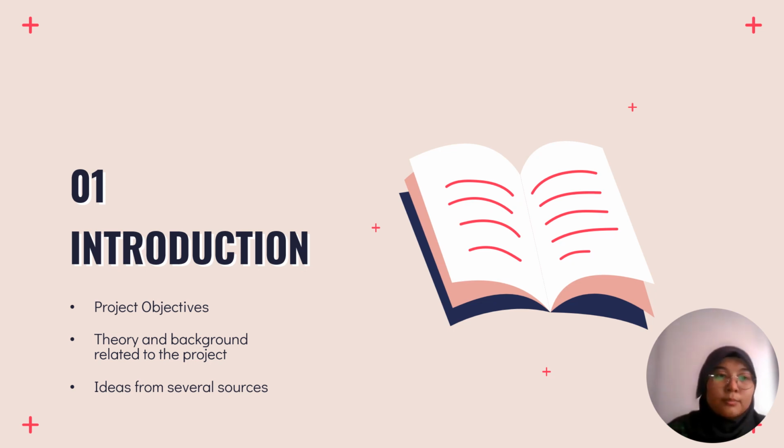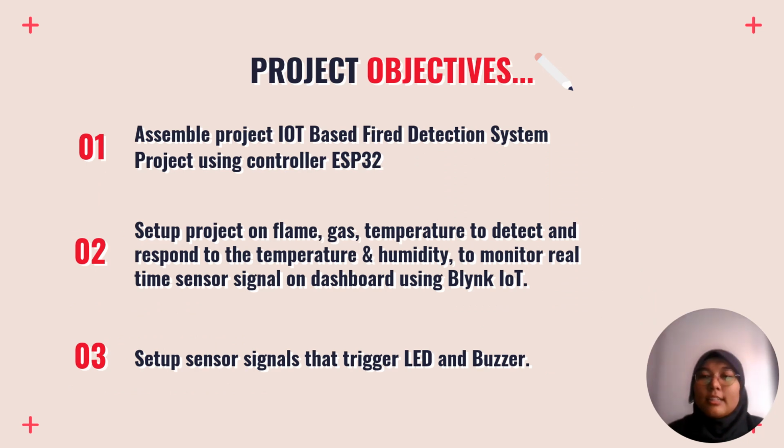I will move on to the next slide for the project objectives. The second content was theory and background related to the project, and the last content that I will need to explain for my iteration was ideas from several sources. Next, here we have some objectives that will be focused on to achieve a good result for this project.